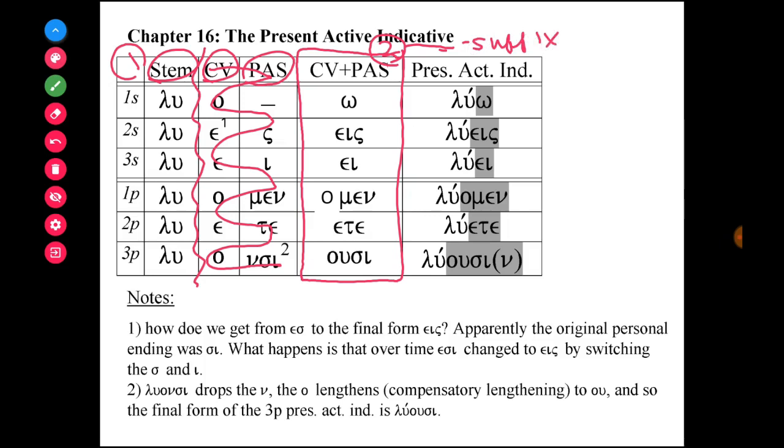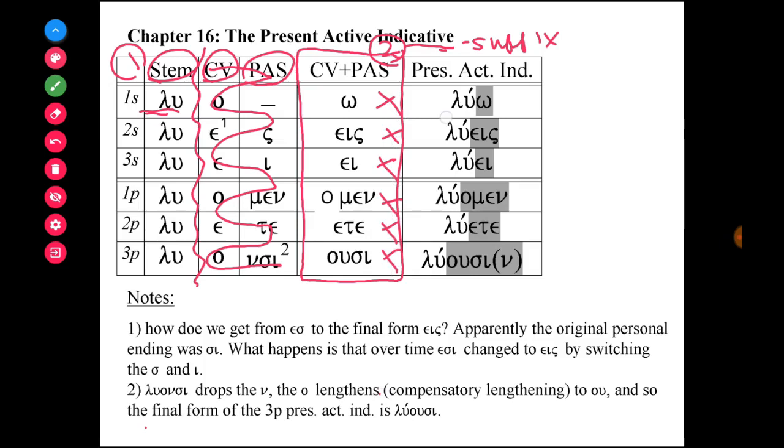So how do you form the present active indicative mood? You take the stem of the verb and you combine it with the present active indicative suffixes, which are o, eis, ei, omen, ete, ousi. Can you say that with me? Let's say it again. O, eis, ei, omen, ete, ousi.